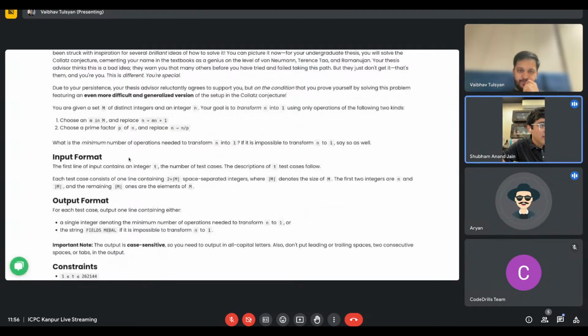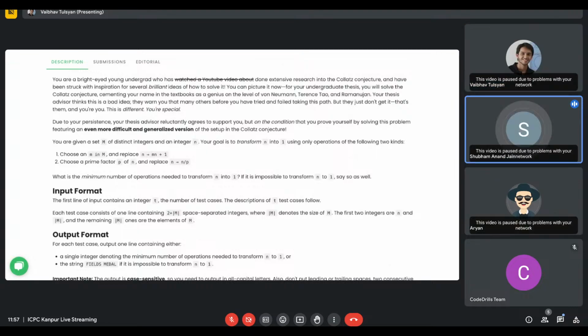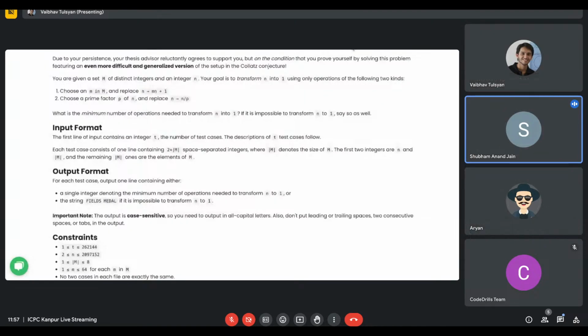Do you think anyone will get a Fields medal for this problem, for our generalized version? That can't happen, because you can just choose the constants in the Collatz conjecture and there must be a solution, right? I think it was 3 and 2. You're given a set M, so maybe if M doesn't contain three. If M contains three, obviously nobody's getting a Fields medal. What happens if M doesn't contain three? What is the constraint on M?